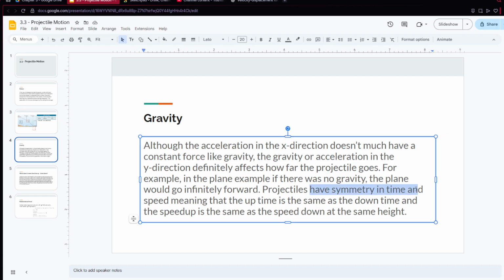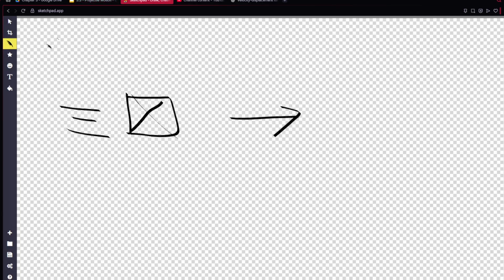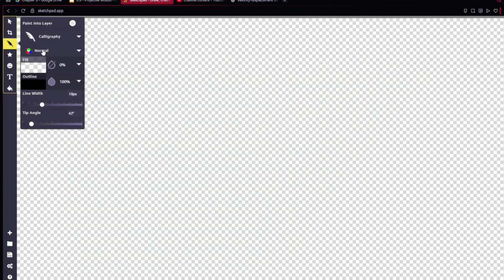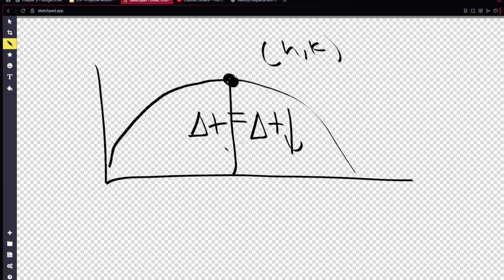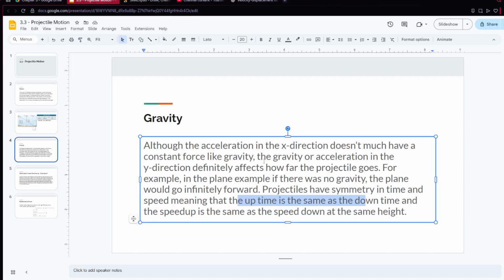So projectiles have symmetry in time and speed, meaning that the uptime is the same as the downtime. So to explain this in a parabolic motion, take that same ball, and let's say this is the vertex, which is the maximum point here. The time it takes for it to travel upwards is the same as the time for it to travel downwards. So downwards, upwards, this is the same exact thing.